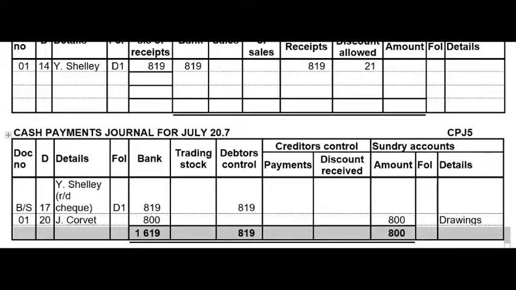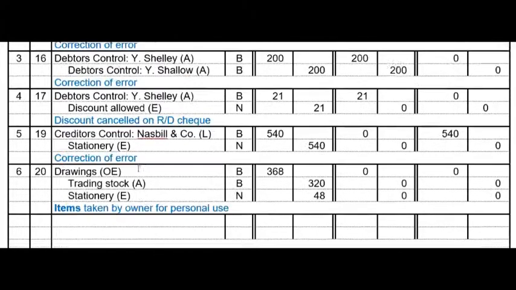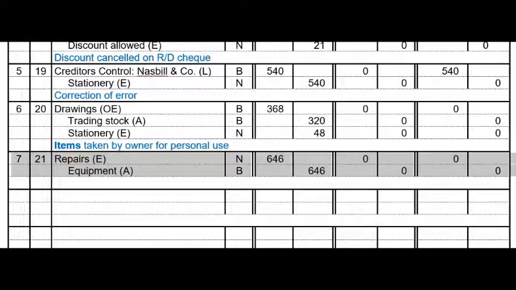Then the next transaction on the 21st said the photocopier machine was repaired by Salmid Technology at a total cost of 646 Rand. The amount was posted to the equipment account. And we said this error is fixed in the general journal. So if you look at your general journal, it's journal voucher number 7. On the 21st, repairs must have been debited, not equipment, so credit equipment, and you just say correction of error.